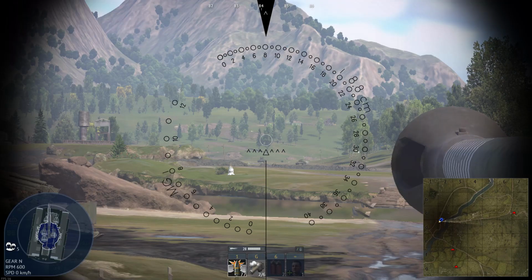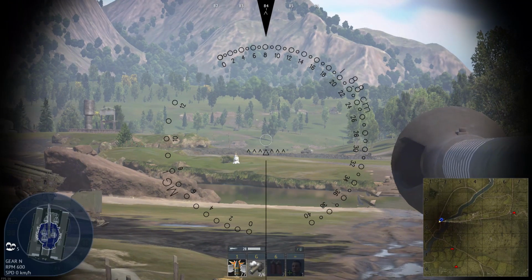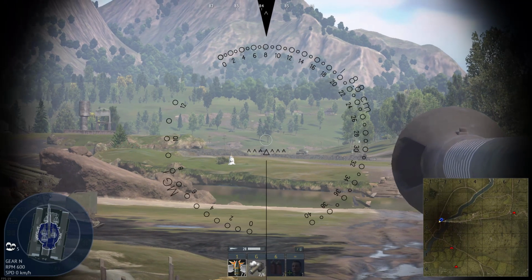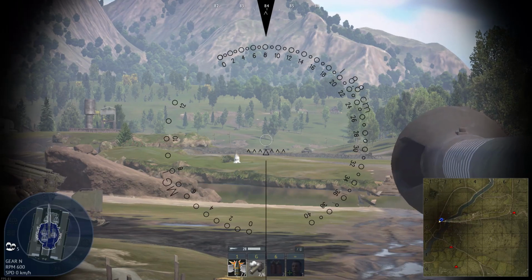One last thing, make sure to place the center triangle just below the KV2 to account for the shell drop off, and once everything is done you may fire at will.